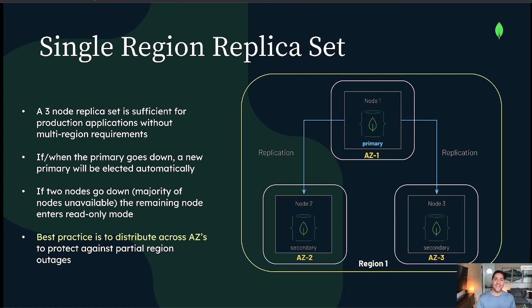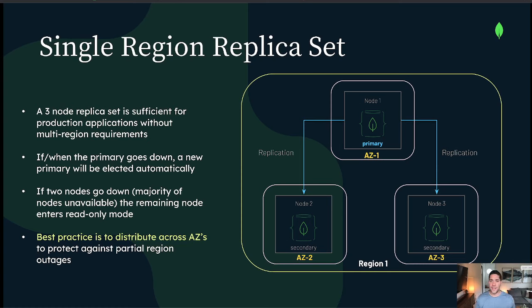Now, this one is not technically a multi-region configuration, but I still wanted to touch on it because it is best practice if you are deploying in a single region, and that is multiple availability zones. So you're deploying in US East 1, you still will want to deploy across availability zones to guarantee, at the very least, partial region outage fault tolerance.